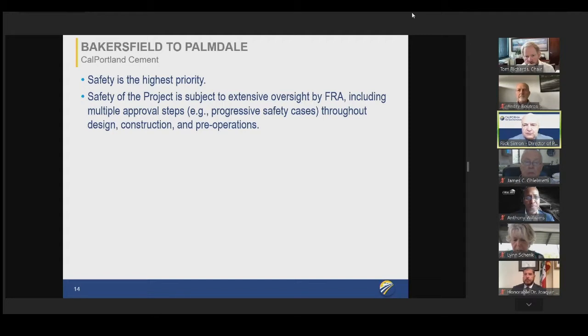We would construct the tunnels, they'll do testing at that point, and eventually get final sign-off from FRA as a certificate to allow us to operate the train systems. So this process ensures, it's a very rigorous process with a lot of oversight. This ensures that at the end of the day, we will have a safe project as we go into operations.